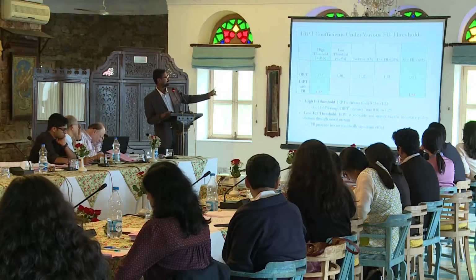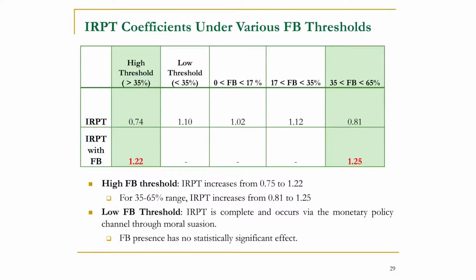So this is a summary table. You see the coefficients, and then what is the interactive effect of foreign bank presence. The dashes just mean that they are not worth reporting because they're insignificant, but we still do see high pass-through in low threshold and high thresholds. And in the high threshold samples, we do see incomplete pass-through, but foreign banks boost that. So we find that there is something going on here which needs to be teased out.